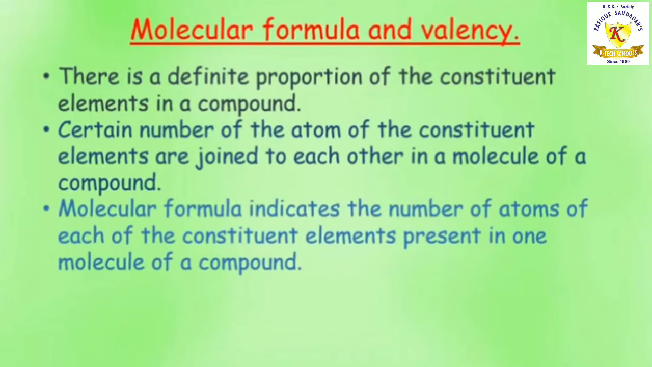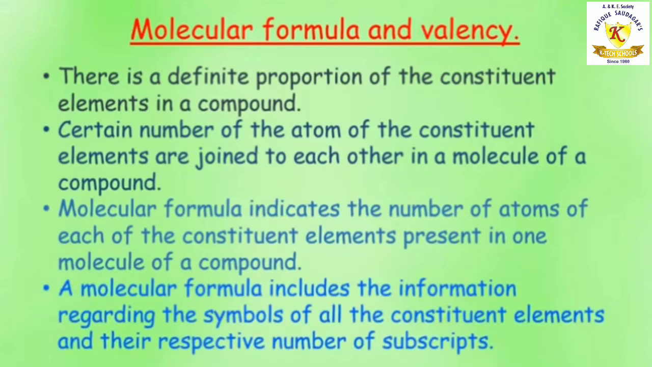Molecular formula indicates the number of atoms of each of the constituent elements present in one molecule of a compound. It means when we look at the molecular formula, we can say how many atoms of an element are present in a molecule of a compound. A molecular formula includes the symbols of all the constituent elements and their respective numbers as subscripts. Subscript means the number which is written along with the molecular formula.